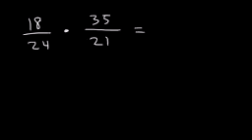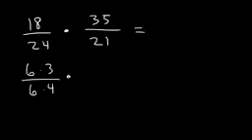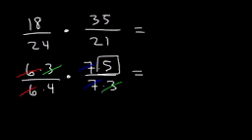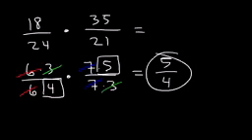before you multiply. For example, 18 is 6 times 3, 24 is 6 times 4, 35 is 7 times 5, and 21 is 7 times 3. So hopefully you know your multiplication tables. Now let's cancel a 6, we could cancel a 7, and we could cancel a 3. It turns out we don't have to multiply anything. So the final answer is what remains, 5 divided by 4. And that's it.